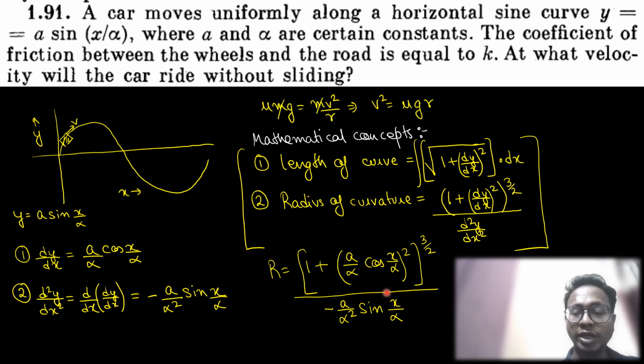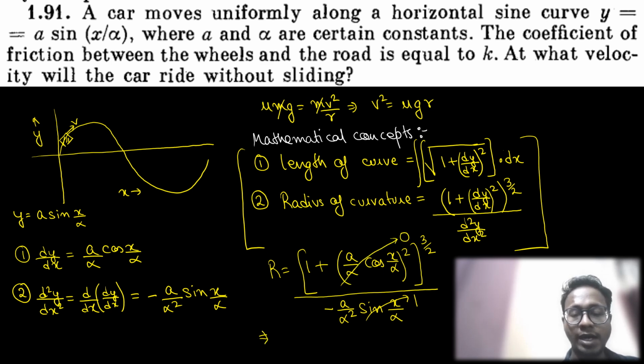To make the denominator maximum, x by alpha should be equal to how much? x by alpha should be equal to 90 degrees. So sine 90 is nothing but 1. So when sine 90 is equal to 1, what is the value of cos 90? Cos 90 is nothing but 0. So this entire term would become 0.